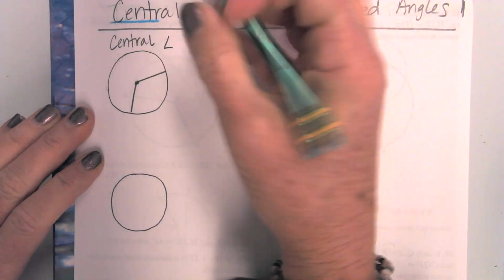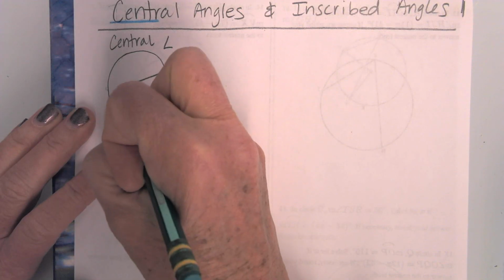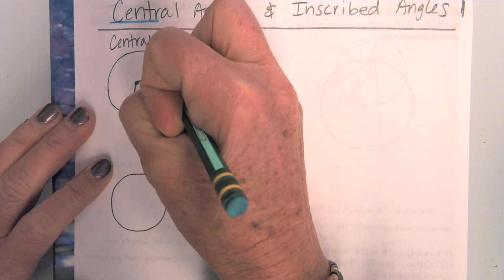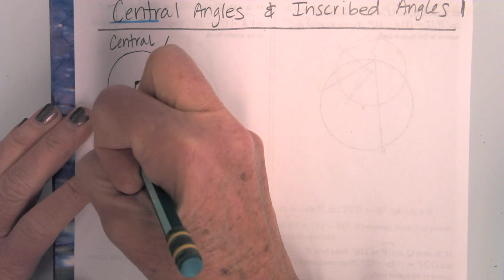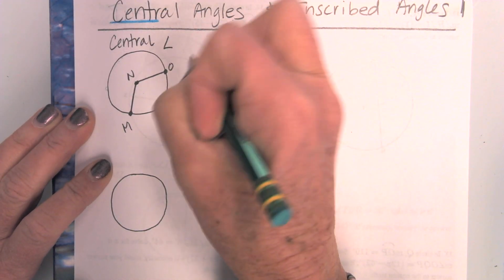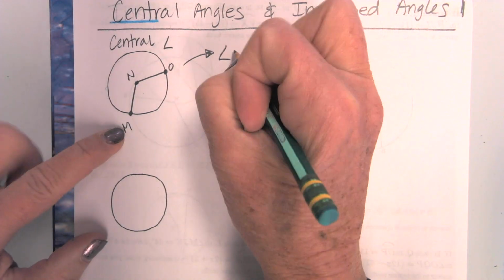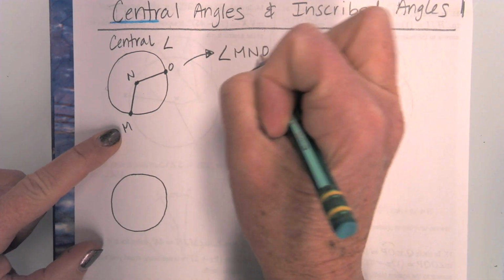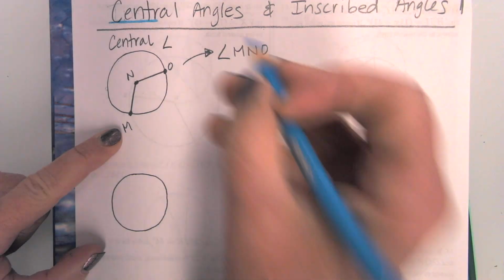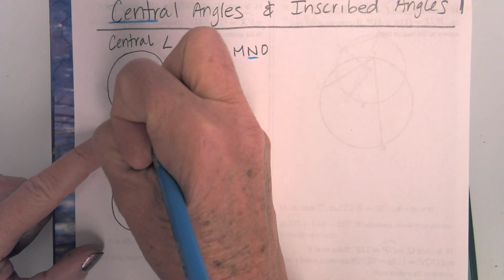And I am going to use that abbreviation for angle just to make it easier. Now a central angle, we do name it by its 3 points. Let's do M, N, O. So in this case, my central angle is going to be angle MNO. And notice that the N is in the middle. Since the N is in the middle, it is this angle right here.